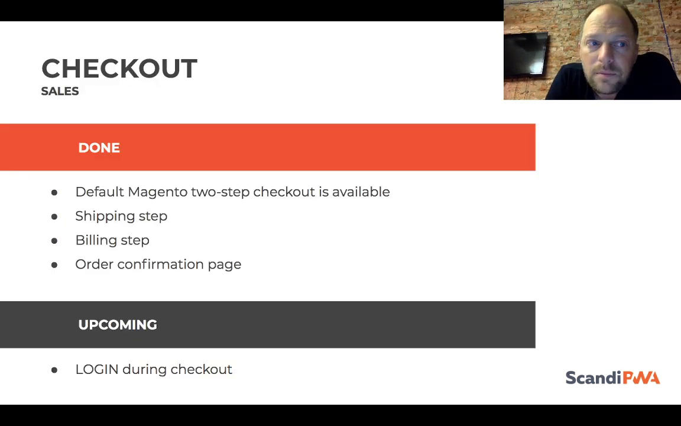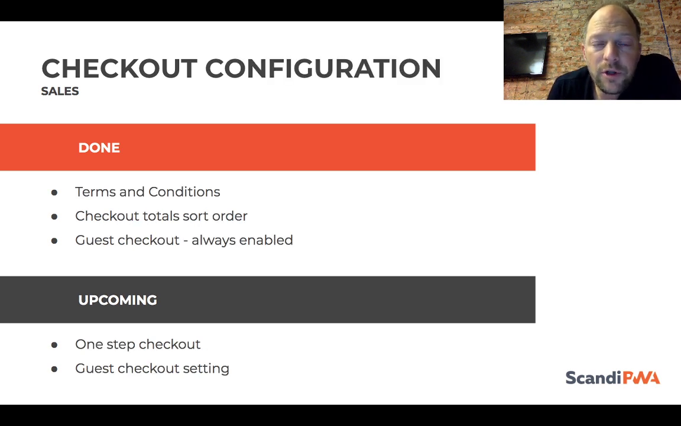Checkout. We have the default Magento 2-step checkout, and it's available. We have the shipping step, naturally the billing step, and the order confirmation page. Login during checkout is part of the upcoming release. Checkout configuration: you can enable or disable terms and conditions, you can edit them, and this will be visible for your customers. Checkout total sort order is a useful feature. It's quite fine-grained, but many merchants expressed their wish to have it, so it's there for you.